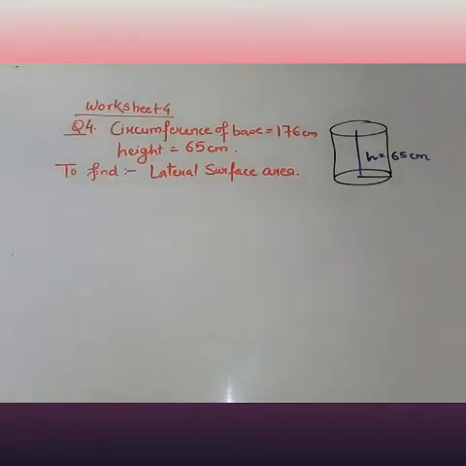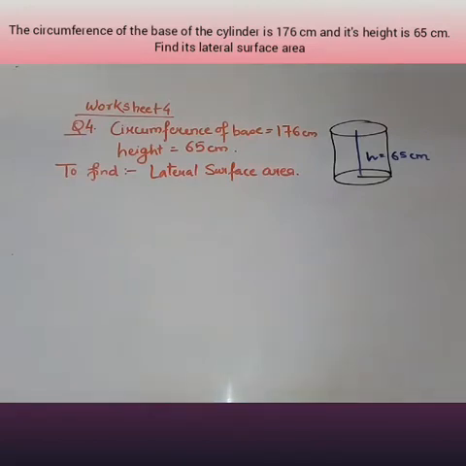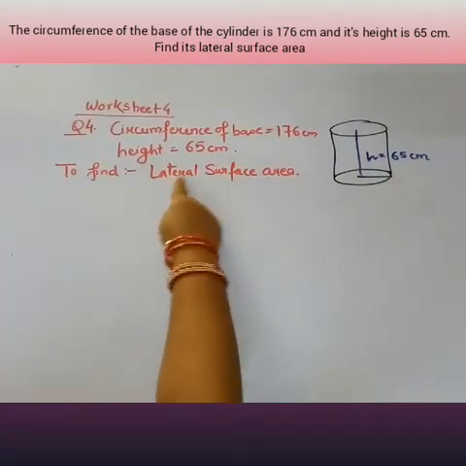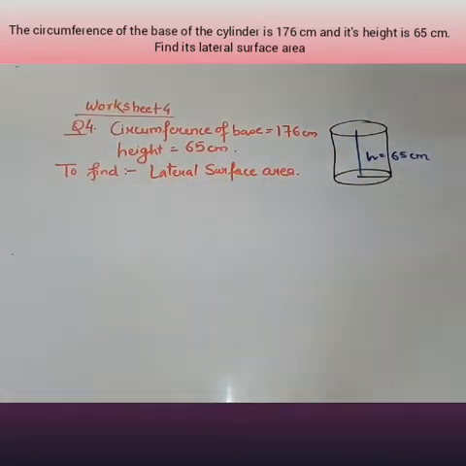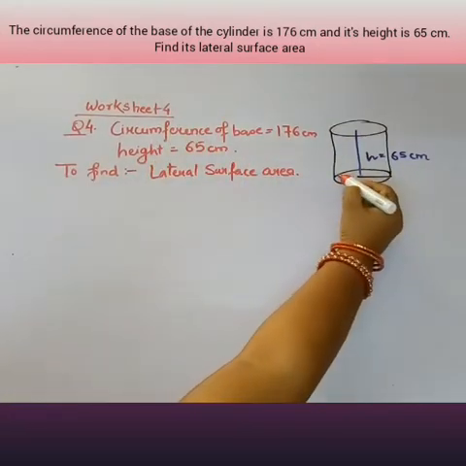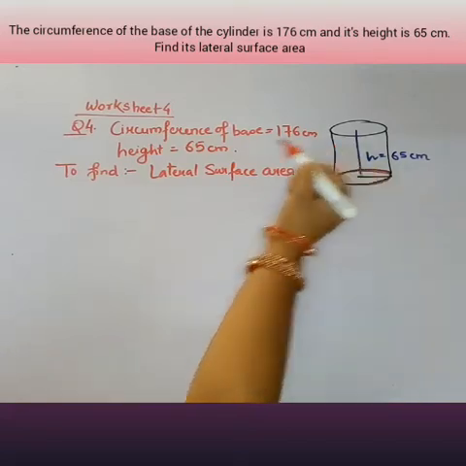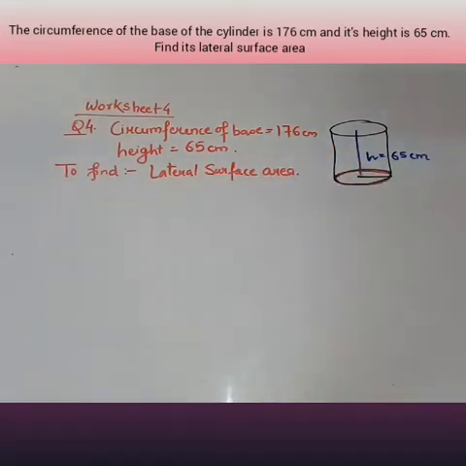Let's see question number 4 of the same worksheet. The circumference of the base of a cylinder is 176 centimeter and its height is 65 centimeter. Find its lateral surface area. The lateral surface area means we have to find the curved surface area, and it's given the circumference of the base. That means this part, the red part, this is given 176 centimeter.